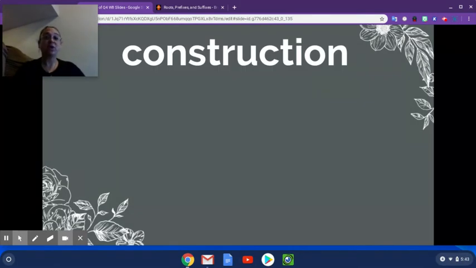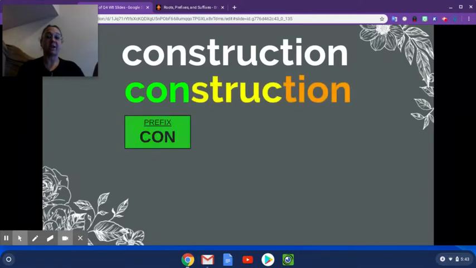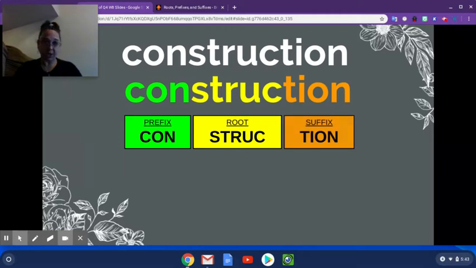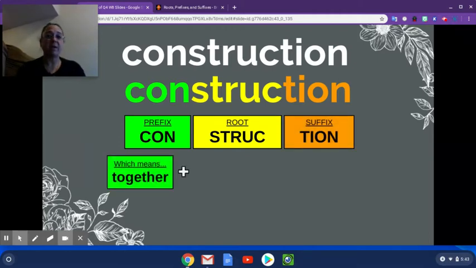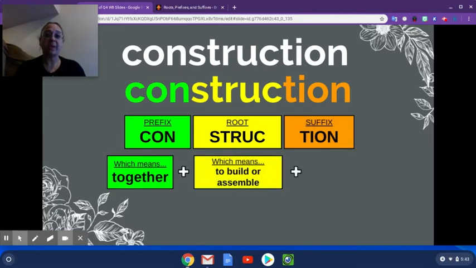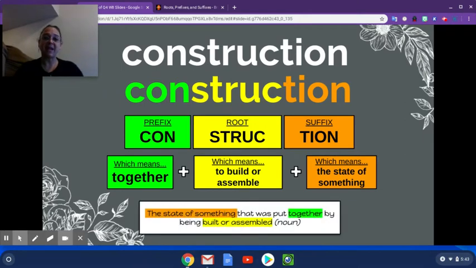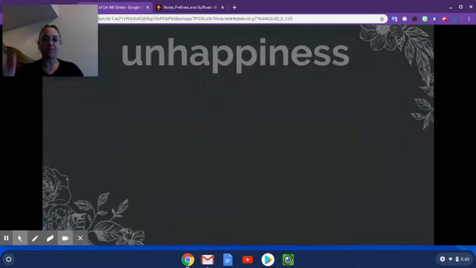We have construction. This is actually three parts. We have con is our prefix, struct is our root word. It will never stand alone. And shun is the suffix. So what do they mean? Con means together. Struct means to build or assemble. And shun means the state of something. So when I join them together, what does that mean? It's the state of something that was put together by being built or assembled.